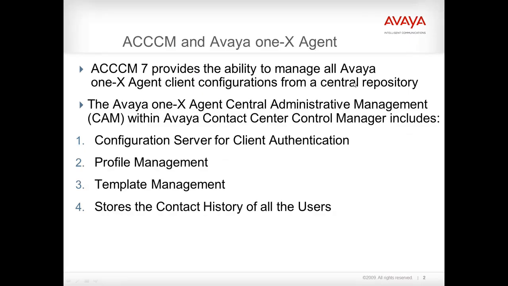One huge new feature in ACCCM Release 7 is the ability to actually create an agent or a user from the ACCCM main application, from the user screen itself, and choose the 1X as available application for our agent, and you will actually be able to provision an agent from the ACCCM main user form into the ACCCM CAM environment, including the profile assignment for our user. So this is a new enhancement in Release 7.